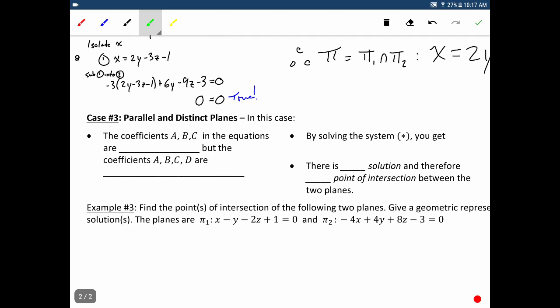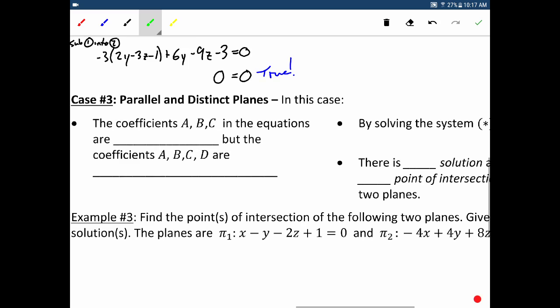Okay? So the coefficients, A, B, and C, are proportional. No? Okay. But A, B, C, and D, so you'll notice we're including D here this time, are not.